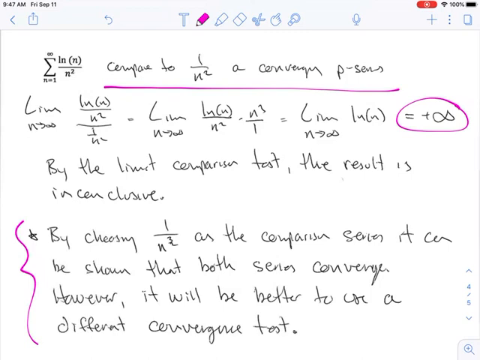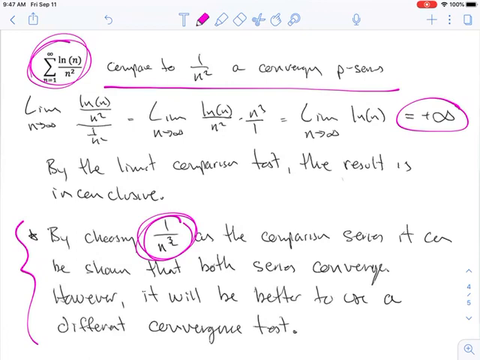However, it will be better to use a different convergence test, right? Because what can get confusing with these is people will say, why did you choose that particular comparison series? How do you know that it's really a good comparison? And sometimes you just guess, and sometimes it's not. You want to try to keep your comparison series looking as similar to your series in some way as possible. Now, what is the relationship between a sub n right here and this? I don't know. They don't look anything alike.